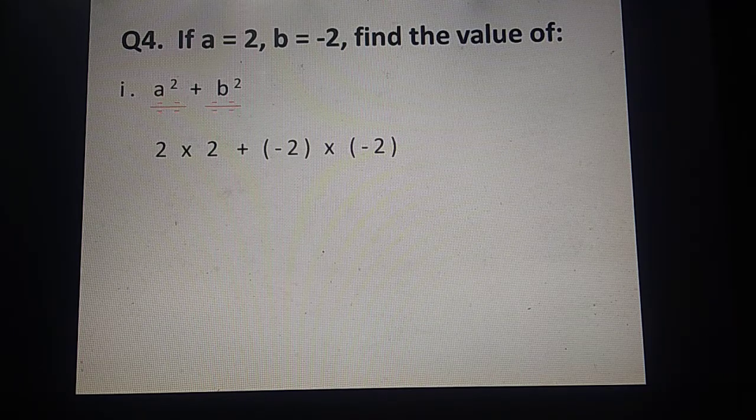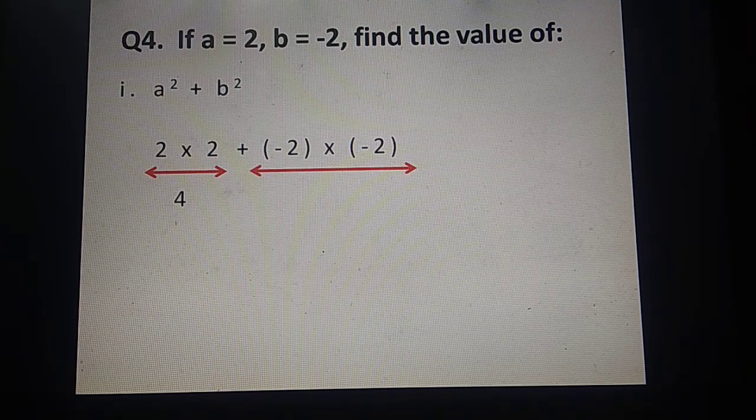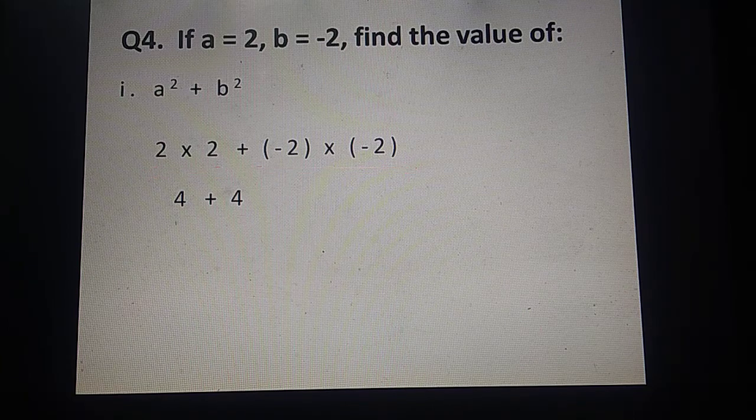Solve term by term. First term, 2 2s are 4. Second term, 2 2s are again 4. But how many minus signs are there? Again 2. That is even, so positive. Add them. You will get 8 as your final answer.